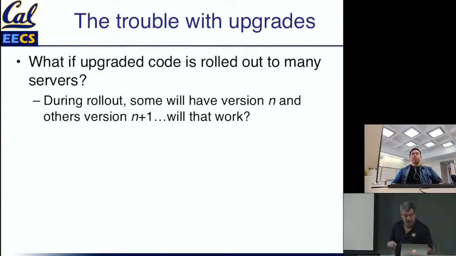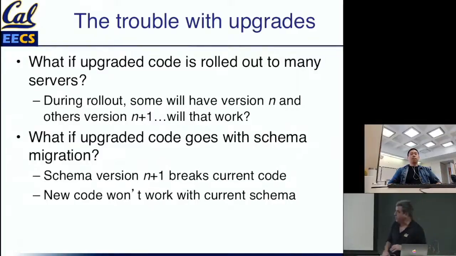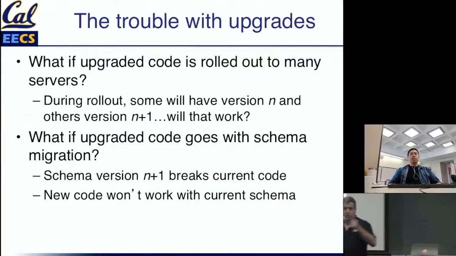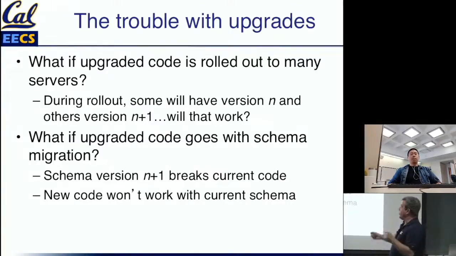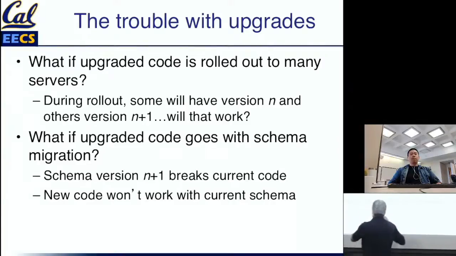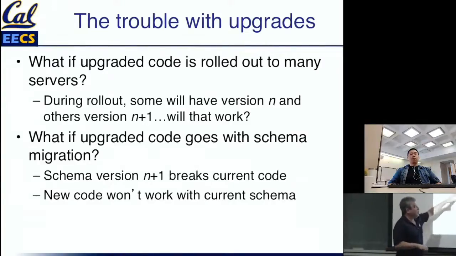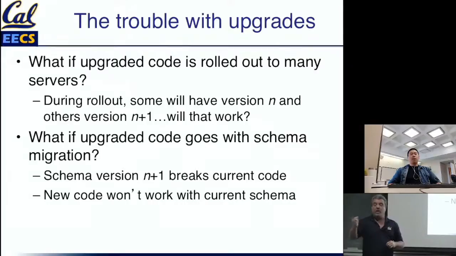Or a similar scenario: even if you only have one server, you're about to roll out a new version of the code, but the new version of the code also includes a change to the database schema. In particular, it's a case where it's not backwards compatible. So if you were to roll out the schema first, it would break the app because the current code can't deal with the new schema.